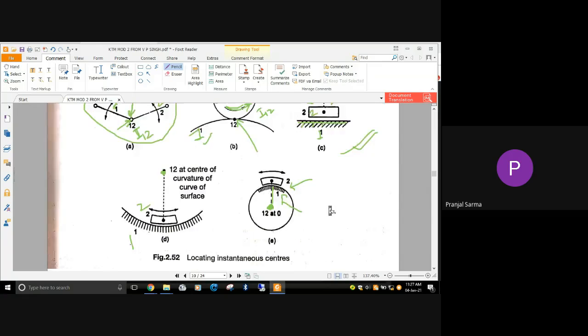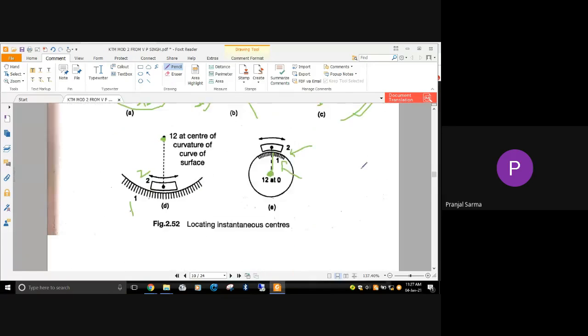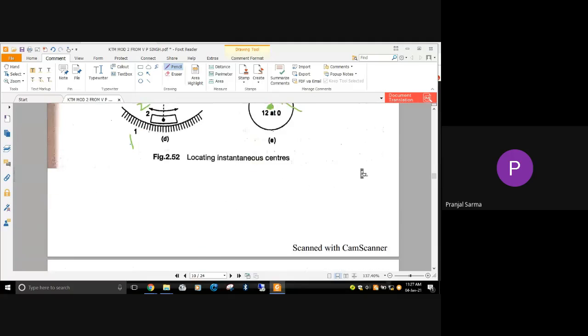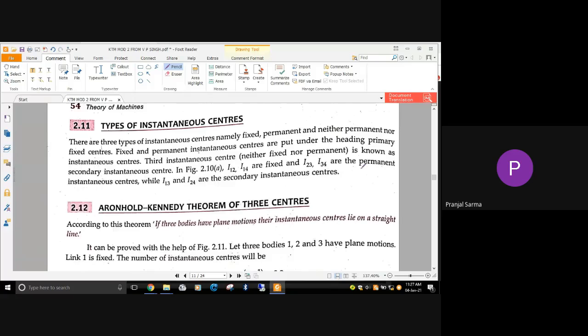Understood? That means for a pin joint, it lies at the pin itself. These things will be useful. Similarly, for pure rolling contact, it lies at the contact point itself. For sliding contact, it is at infinity, and the direction will be perpendicular to the line of stroke direction of the particular slider. So these are some of the standards that we are going to use. Understood? Let me know.